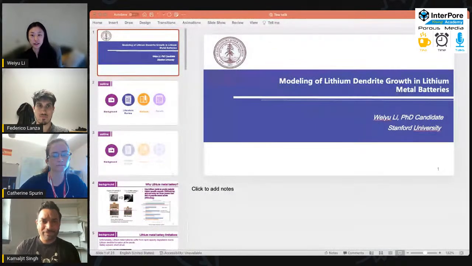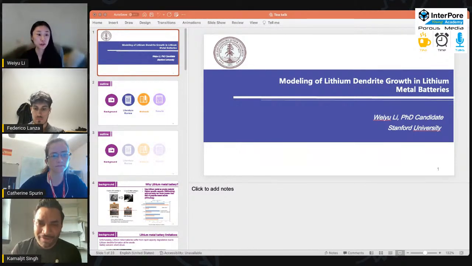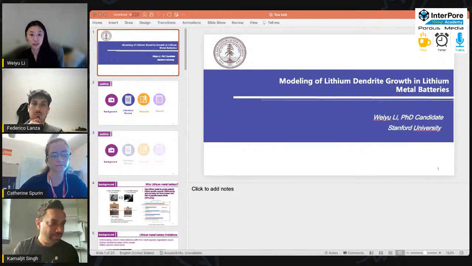Each battery cell consists of two electrodes, the cathode and the anode, separated by a separator and the electrolyte that enables the movement of ions inside the electrolyte. In lithium-ion batteries, people use graphite as the anode material, while in lithium metal batteries, people use lithium metal as the anode material.